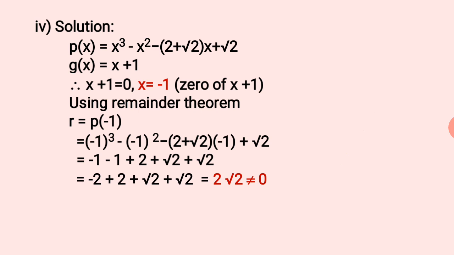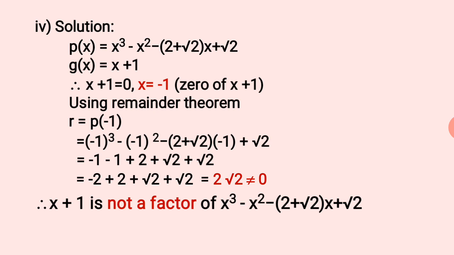When we solve this particular sub-question, we get the answer to be equal to 2 root 2. Which is not equal to 0. That means the remainder in this case is not equal to 0. As the remainder is not equal to 0, we can say that this g of x, that is x plus 1, is not at all a factor of the given p of x.